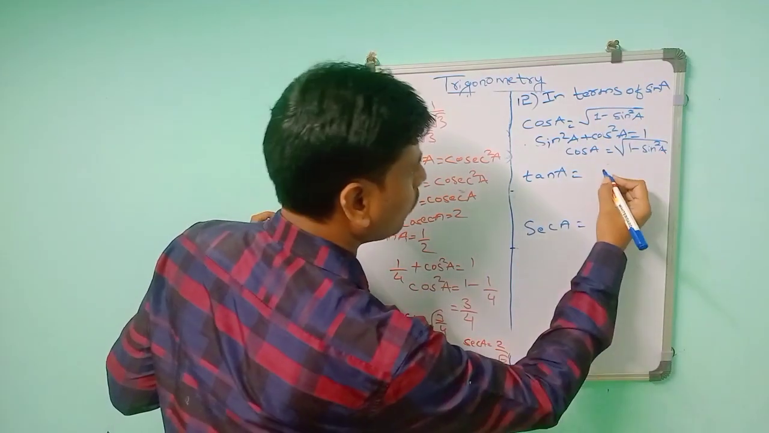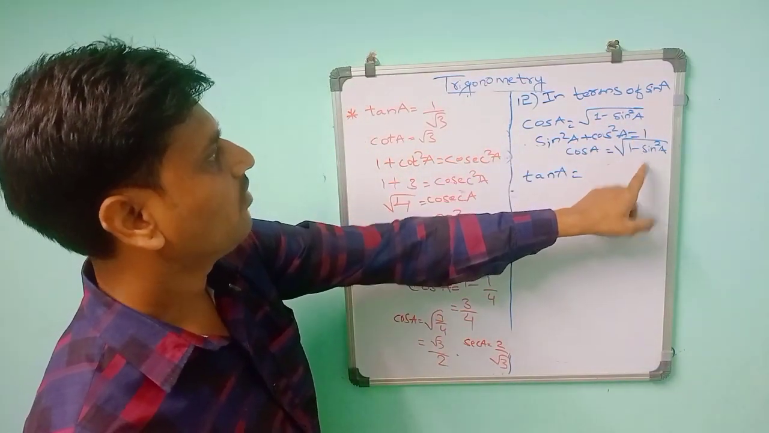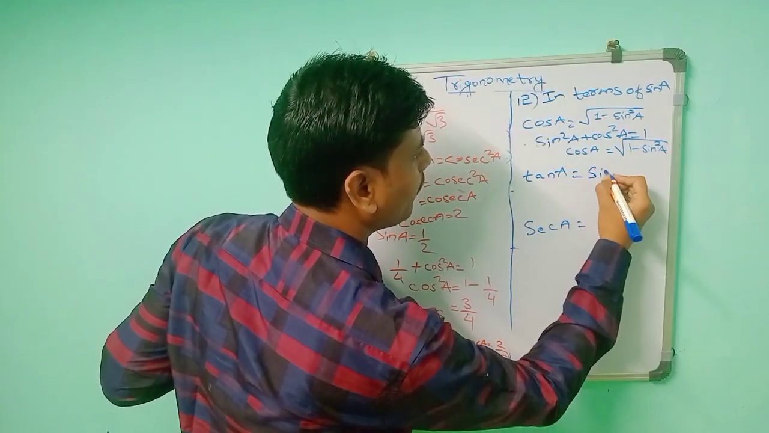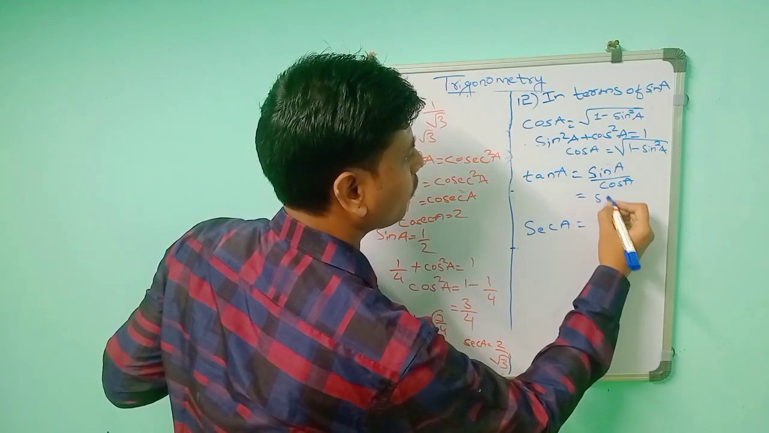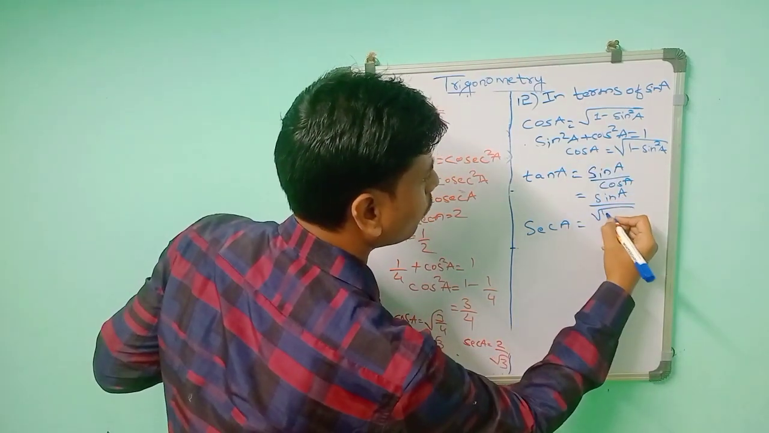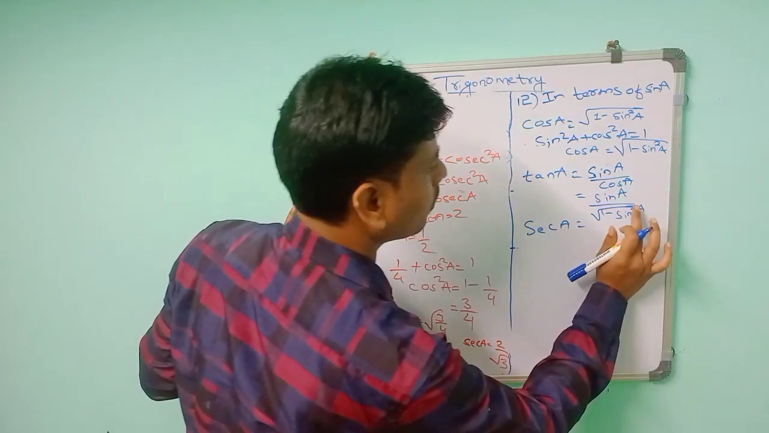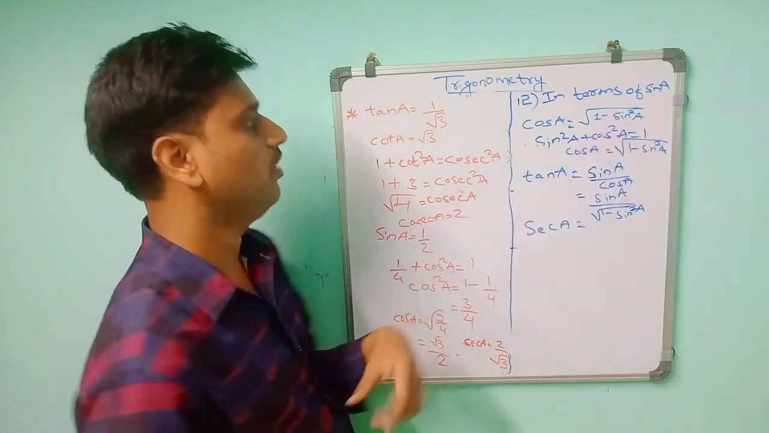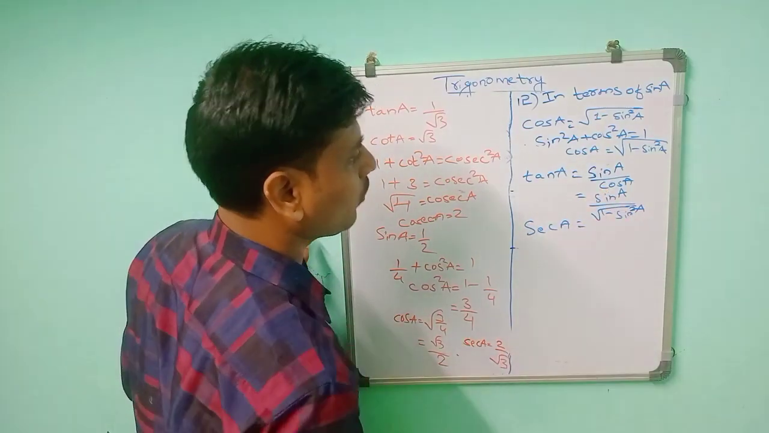Like that, tan A. We have to write it in terms of sin A only. In terms of sin A means tan A is nothing but sin A by cos A. So I have sin A in terms of sin A only. Cos A I can write as root of 1 minus sin square A, because of the same identity, sin square A plus cos square A is equal to 1. So by using that, I got cos A is equal to root of 1 minus sin square A. So tan A is sin A by root of 1 minus sin square A.